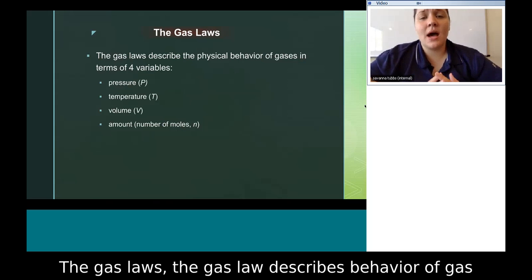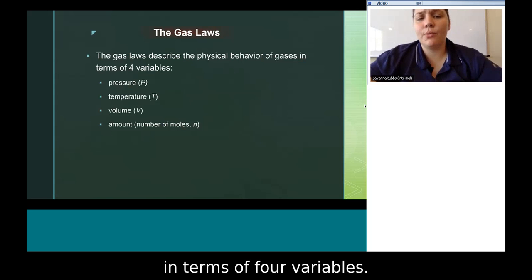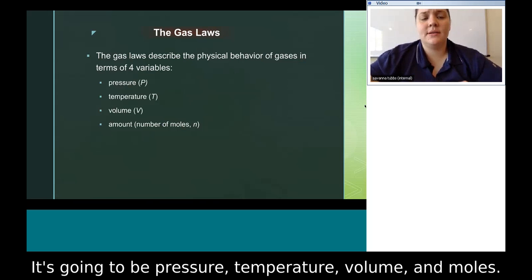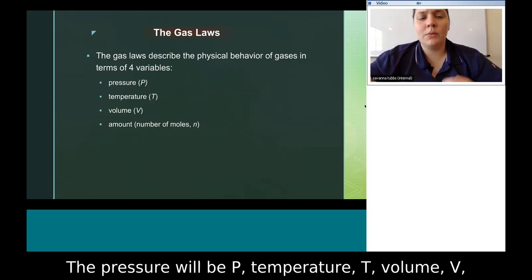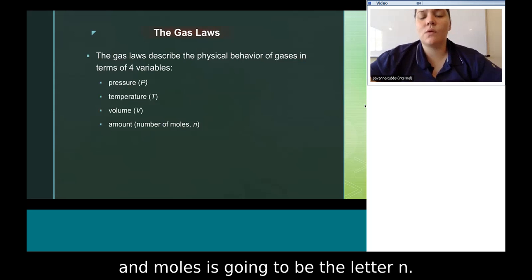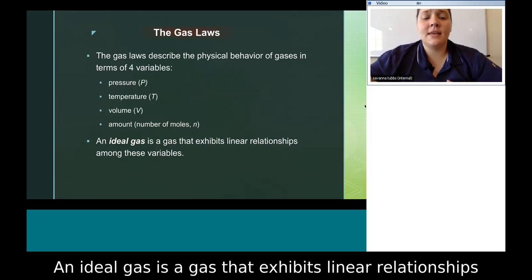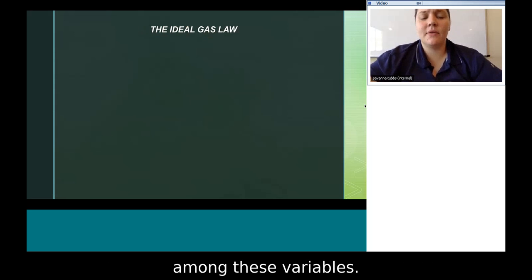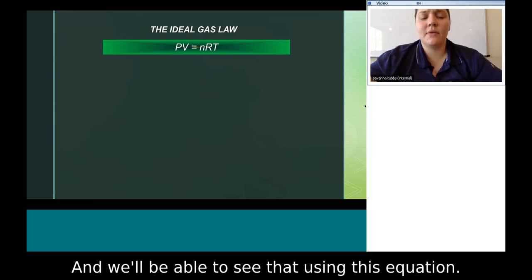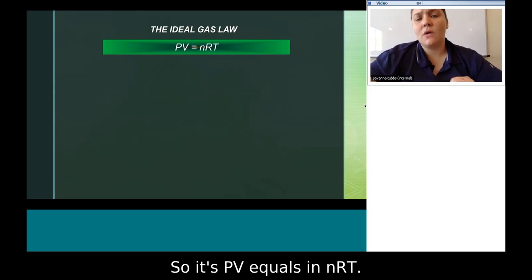The gas law describes the behavior of gas in terms of 4 variables. It's going to be pressure, temperature, volume, and moles. The pressure will be P, temperature T, volume V, and moles is going to be the letter n. An ideal gas is a gas that exhibits linear relationships among these variables. And we'll be able to see that using this equation. So it's PV equals nRT.